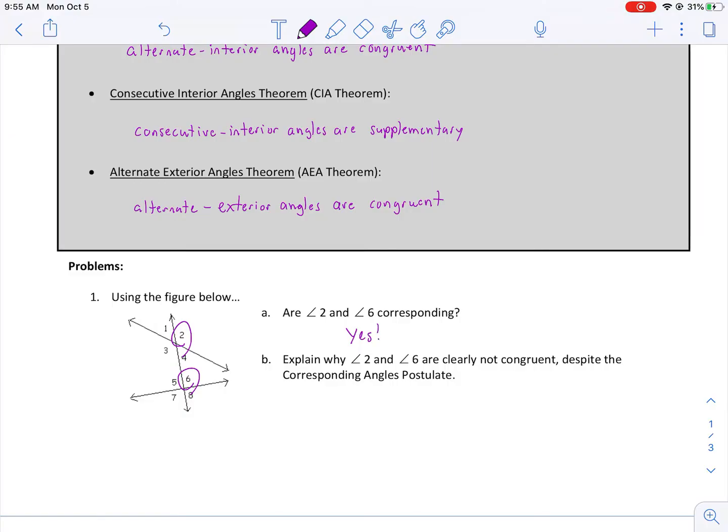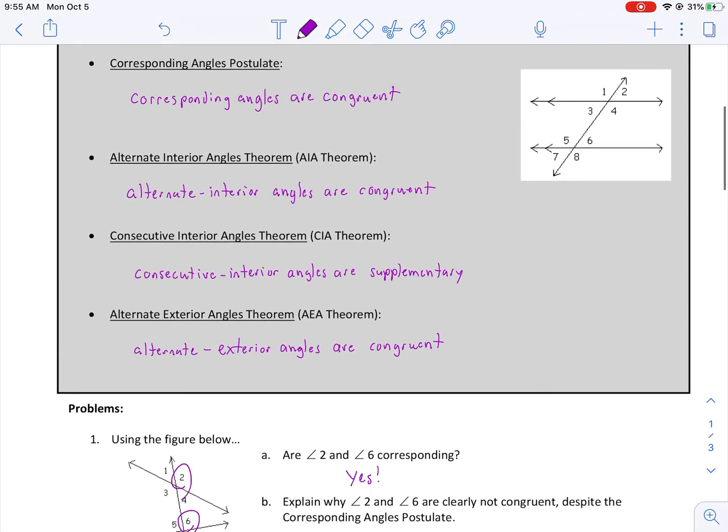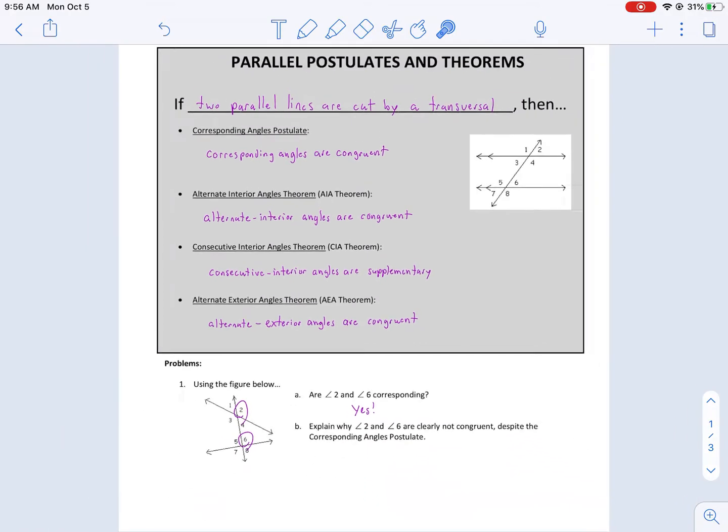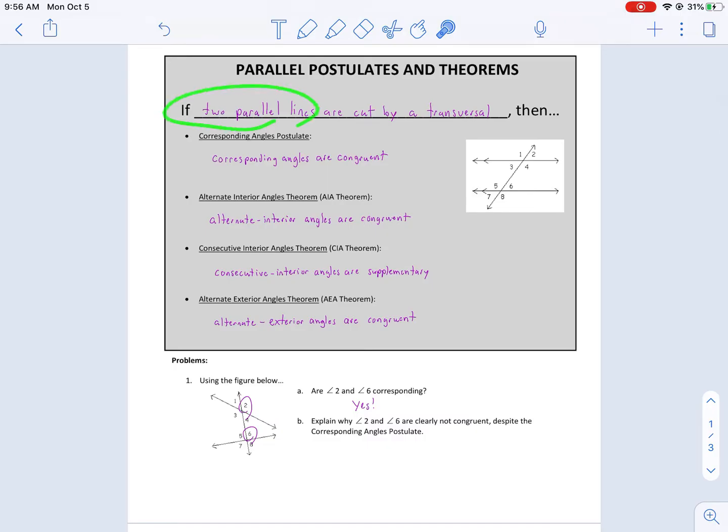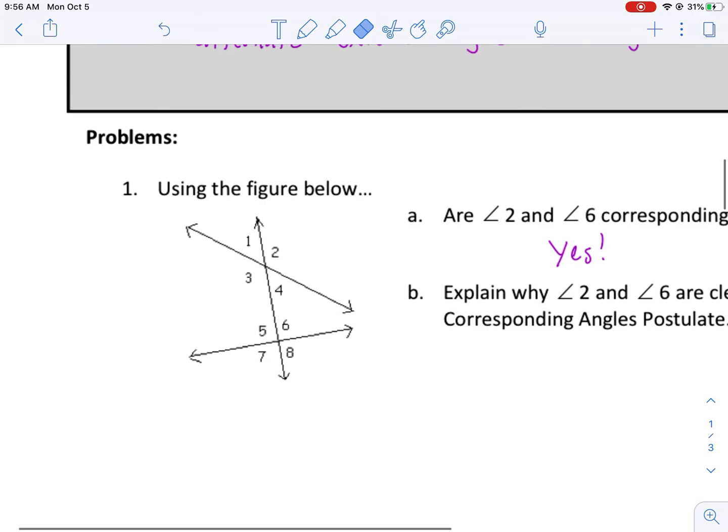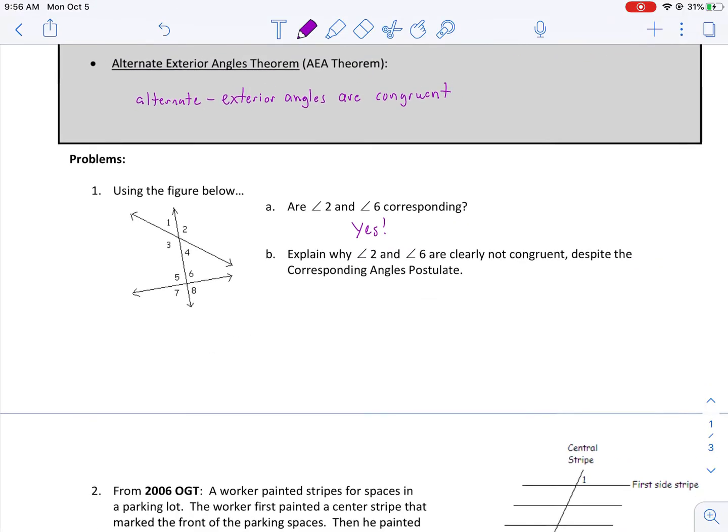And it says, explain why they are clearly not congruent despite the corresponding angles postulate. So remember up here, the corresponding angles postulate right here tells us that corresponding angles are congruent. But remember, these things up here are only true if the two lines are parallel. So if we come back down here, these two lines that are cut by the transversal are clearly not parallel. And therefore, the corresponding angles postulate is not true.